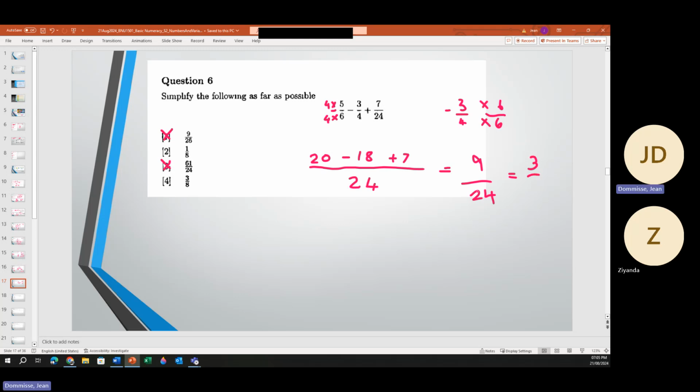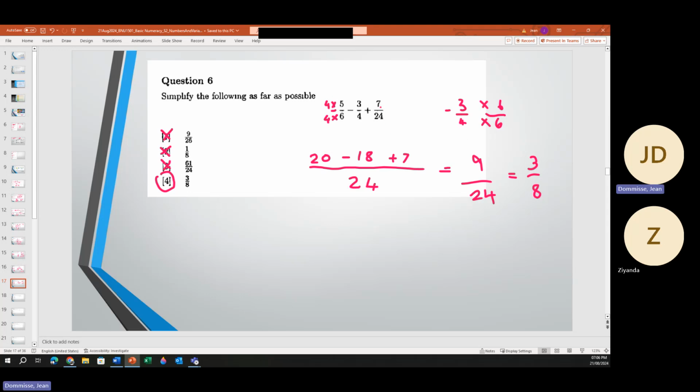Simplify, so 24 divided by 3 is 8. So 3 over 8. Let's go for it again. Okay, not that one. Option 4 it was. Okay, so again, when you do it on the calculator, first do 5 over 6 minus 3 over 4, get the answer, and then say plus 7 over 24. And then hopefully it will simplify it on the calculator as well to 3 over 8.